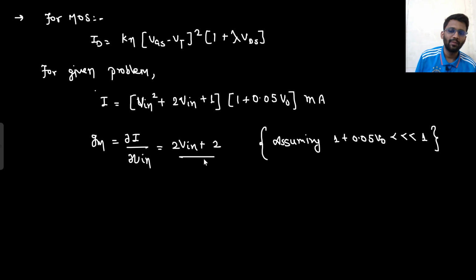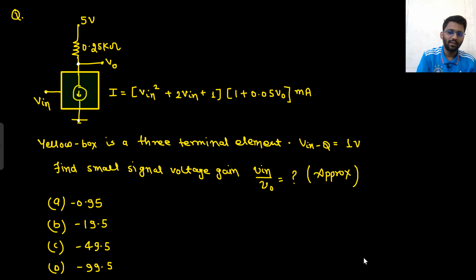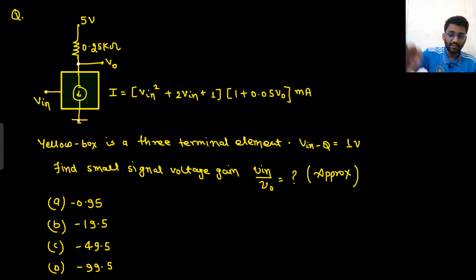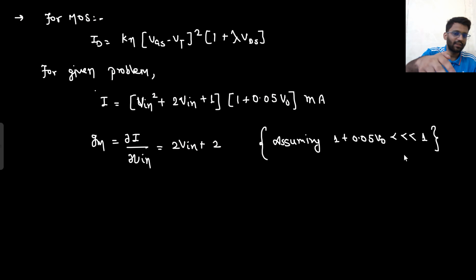So the GM value is 2 Vn plus 2. And since there are options given in this question, what are the options? There is a huge gap in the options, right? So whatever the assumption that you are making should be considerable. Why is it so? Because in the options there is a huge gap. If this is a numerical answer type question, then you need to think. But here you can see there is a huge gap, so the assumption should be considerable, right? So the GM value is 2 Vn plus 2.